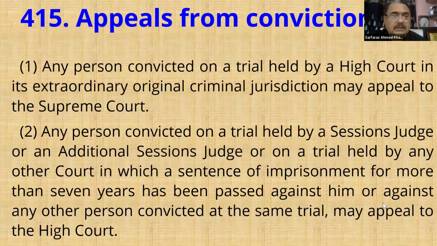Now we say under 415, appeal from conviction. One: any person convicted on a trial held by the High Court in its extraordinary original criminal jurisdiction. Traditionally, the High Court has extraordinary power. In fact, for a long time the Calcutta High Court was exercising original power in criminal cases also. But now I don't think any High Court exercises this power of conducting trial directly. Yes, as an appellate court they have enormous power, but I don't think any High Court is conducting direct trials now. Even in those cases, if they conduct, the appeal will lie to the Supreme Court.